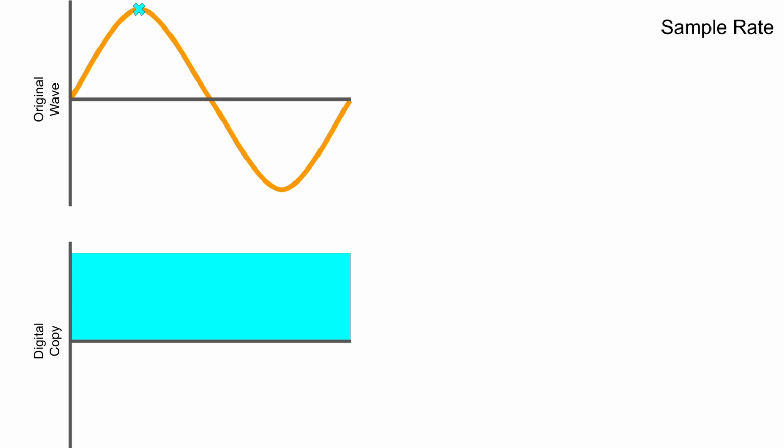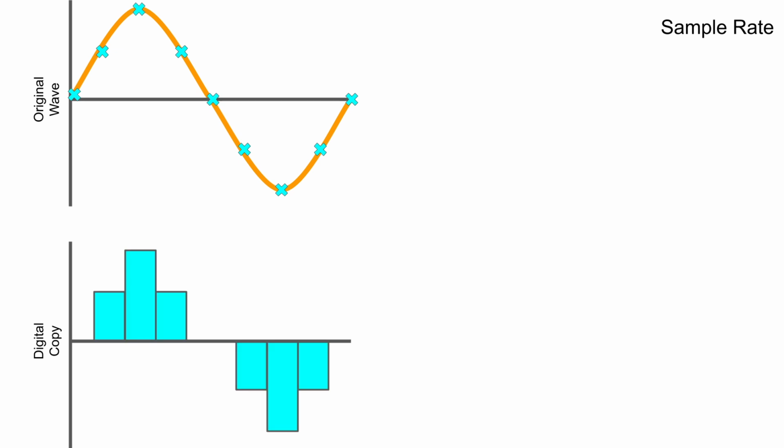The digital reproduction doesn't look much like the original waveform, does it? Not at all. Let's try measuring it in two places. Well, that's a little bit better. It kind of represents the wave in the fact that there's an up and a down, but really it doesn't look much like the wave at all yet. Let's try it a little more often. Let's measure it 9 times and see what happens.